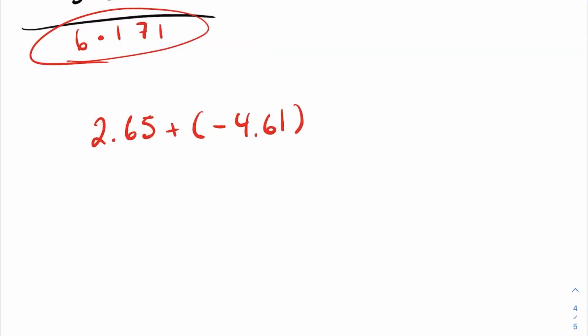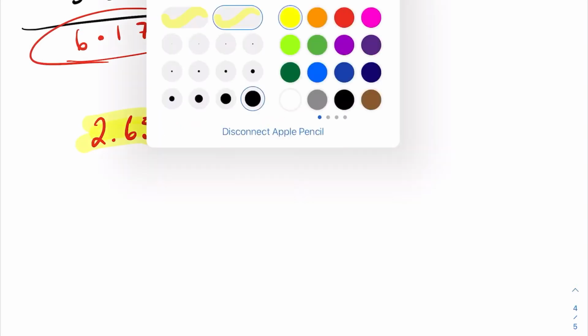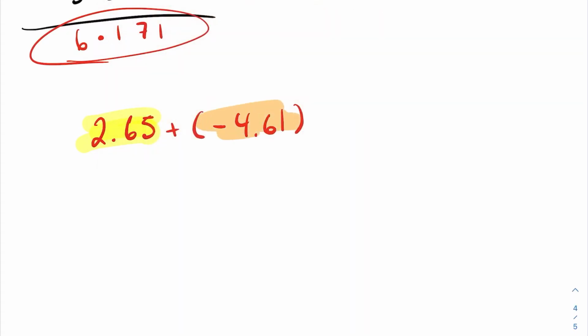The first thing I want you to look at is which number is bigger. Is it the positive number or the negative number? Which one's bigger? I can tell right away that -4.61, well, it's not bigger, but it has more. What I always do is just look at the front numbers. I'm looking at 2 and 4, and I notice that 4 is bigger. It's on the negative side.